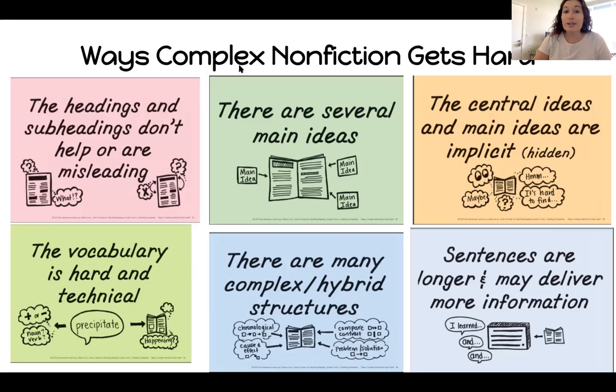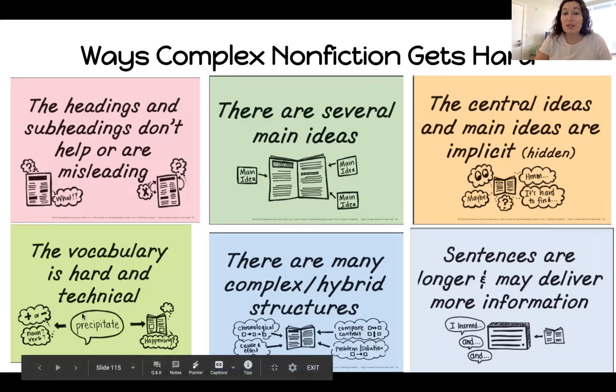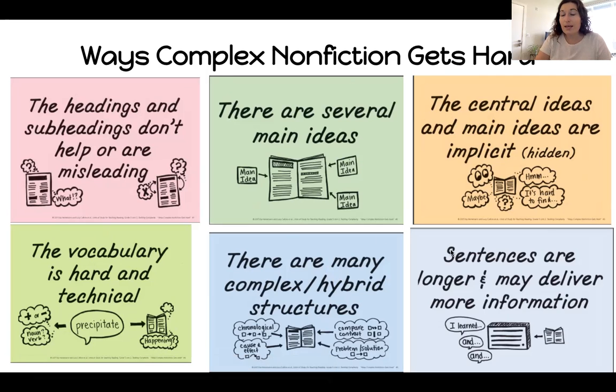As a review, complex text might not have headings or subheadings. They might not even help if they are there. It might be a little confusing. There could be several main ideas. Those main ideas are usually implicit, which means they're hidden. The text will not come out and tell you exactly what the main idea is. There might be really hard vocabulary words. There could be many text structures, and sentences are longer and deliver a lot of information.